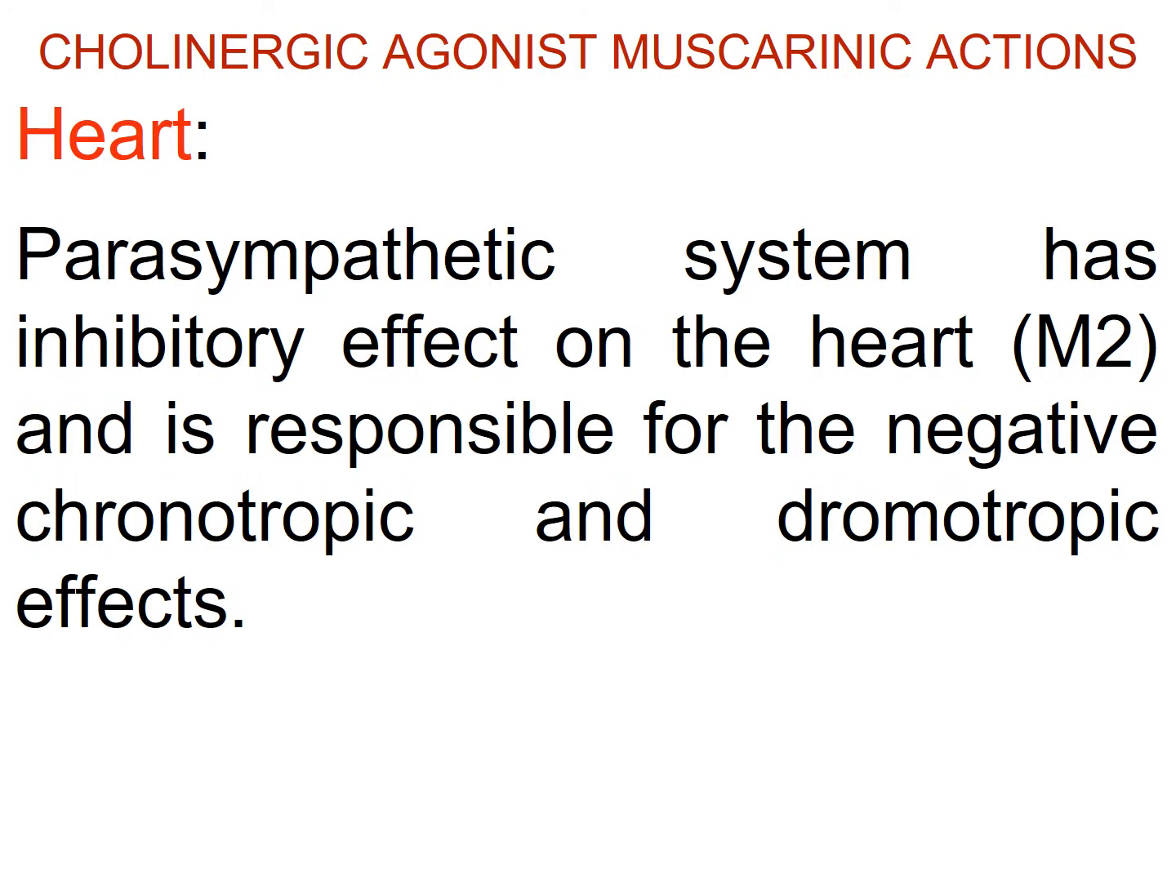Moving towards the pharmacological actions of this cholinergic agonist. Now, these have the different muscarinic and nicotinic actions mediated through the different types of receptors on the different organs. So, firstly, we will see the cholinergic agonist having muscarinic action on heart. In heart, the parasympathetic system has inhibitory effect on the heart through M2 receptors and is responsible for the negative chronotropic and dromotropic effect. So how does it have these type of effect?